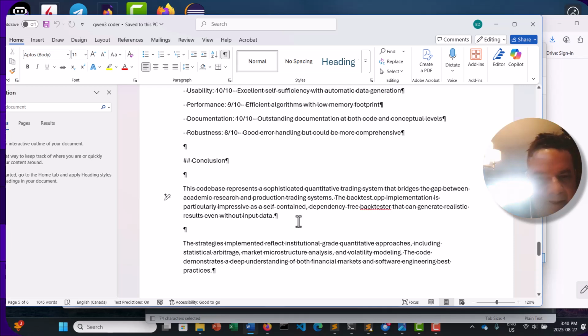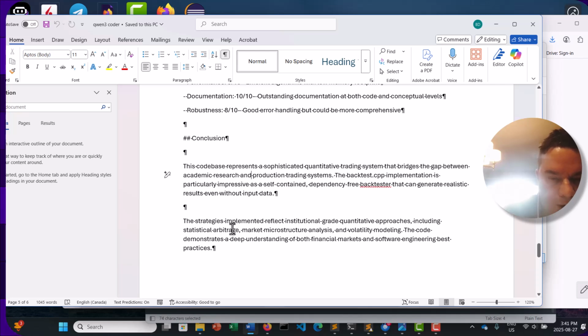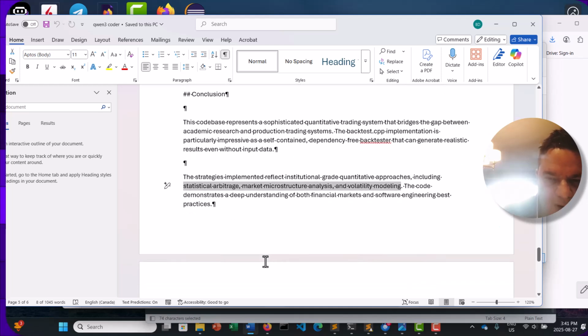So the backtest CPP implementation is particularly impressive as a self-contained, dependency-free backtester that can generate realistic results without input data. Okay. It tries to implement and reflect institutional grade quantitative approaches, including statistical arbitrage, market microstructure analysis, and volatility modeling. Again, these are techniques handpicked by the different AI models, LLM models, and a lot of them using the same ones, which kind of surprises me as well. The code demonstrates a deep understanding of both financial markets and software engineering best practices.